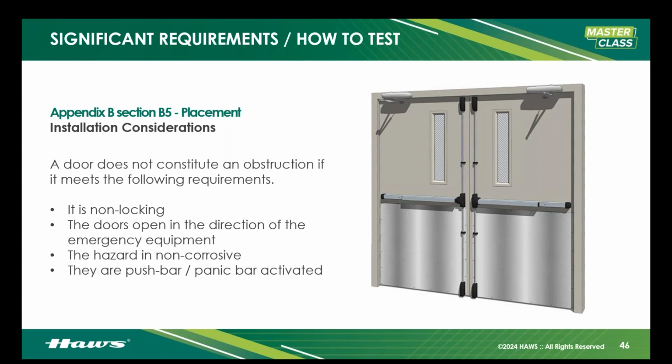Also in there, in B5, are requirements for doors. Okay, you can have doors, but they have to meet certain requirements. It has to be non-locking. The door has to open in the direction of the emergency equipment because you want to run through it, not stop and pull. The hazard has to be non-corrosive. So the second you're dealing with corrosives, no doors. Okay. Although I have seen people get away with those dangling flap type doors where you can just fly through it. You're not actually operating a door. And then it has to be push bar or panic bar operated, like you see there in the photo.